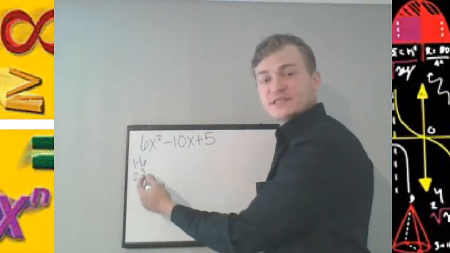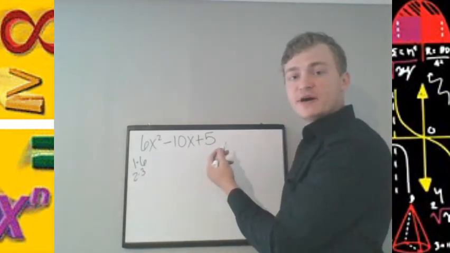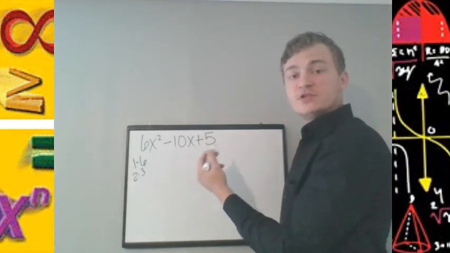1 and 6 gives us 6, 2 times 3 gives us 6. What about positive 5? Well, 5 is a prime number, so we have 1 times 5.